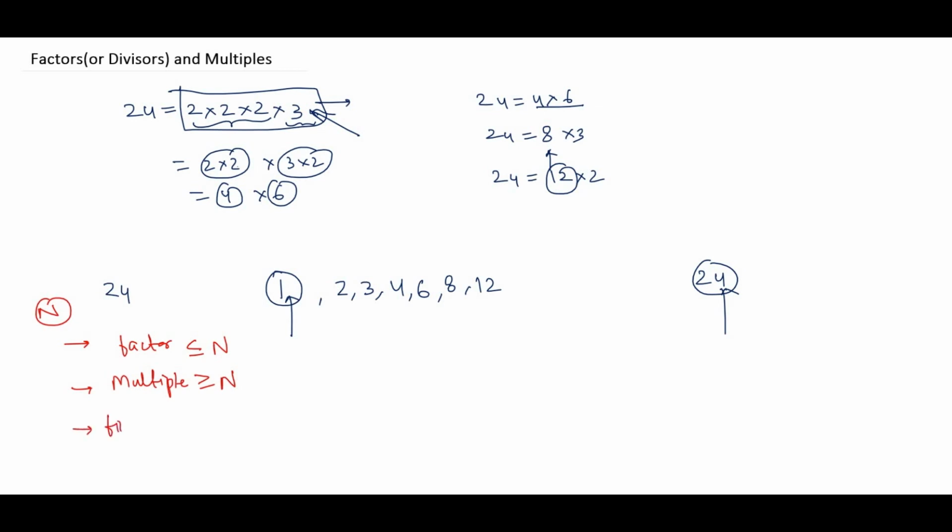We have a finite number of factors, but infinite number of multiples, right? For example, the table of 6, we can have 6 times 10 is 60, 6 times 11 is 66, 6 into 12 is 72, and so on. So we have infinite multiples of 6, right? Similarly, every number is a multiple of itself. Okay, this is the most basic one.